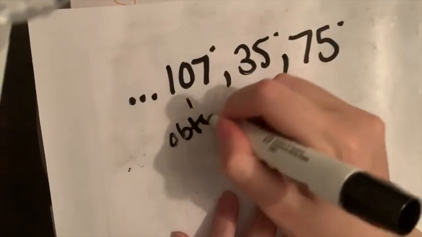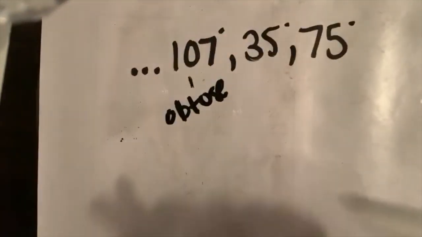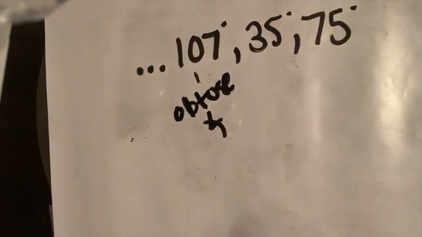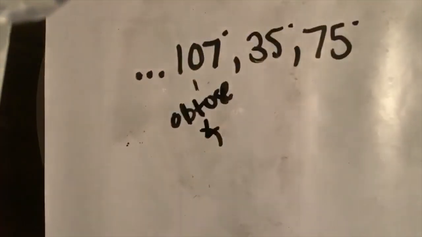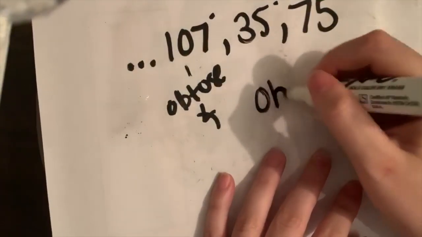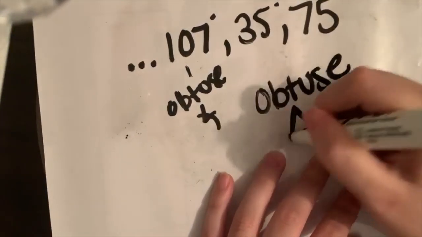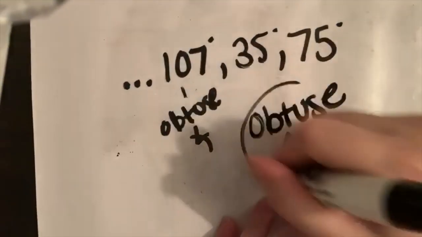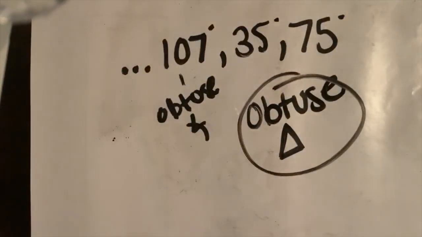So, obtuse. Now, we can stop right now because we know a triangle is an obtuse triangle when it has one obtuse angle. We don't even have to worry about the 35 and the 75. When there is only one obtuse angle, we know this triangle is an obtuse triangle. Obtuse. When it has one obtuse angle, it is an obtuse triangle. I know I sound repetitive, but I'm going to drill this into your heads.